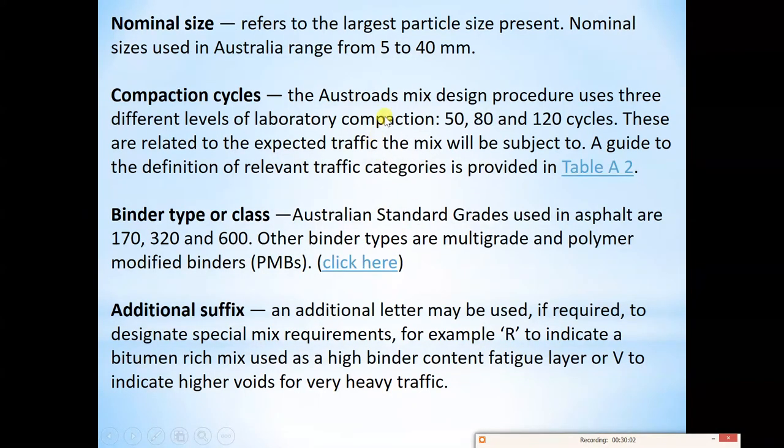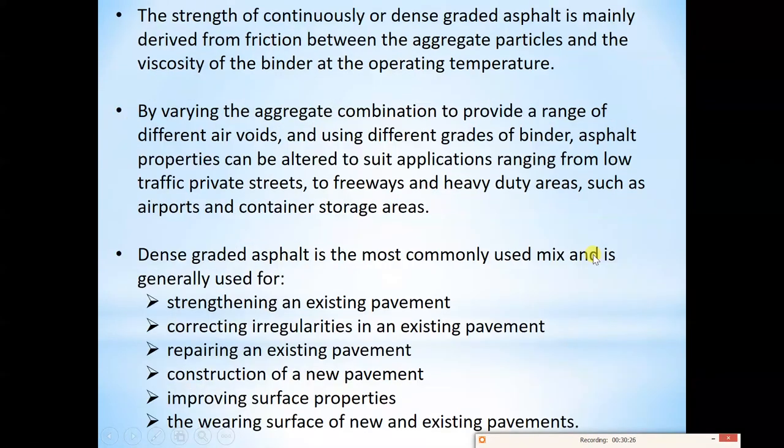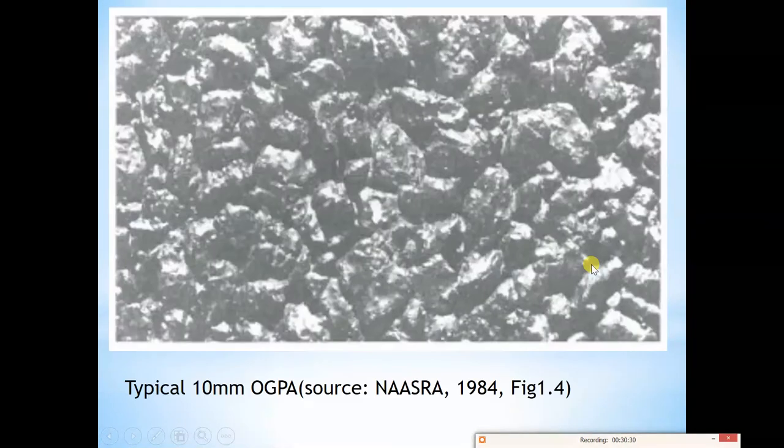Okay, so the nominal size of the aggregate, normally for the surface course, is about 5 to 40 mm. Actually, later on we'll see that the nominal size also determines the thickness of the asphalt. Just go further.